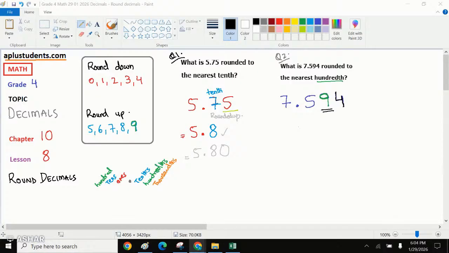Thank you, Semi. Then this becomes 7.59, because this position will round down. That means it becomes a 0, or you can simply write this as 7.590. Okay. Thank you, Sami.